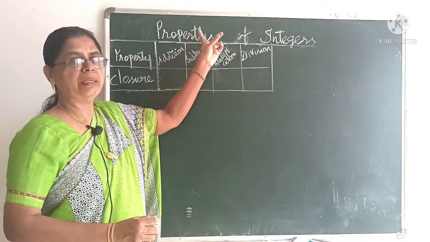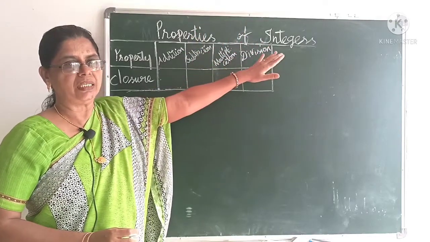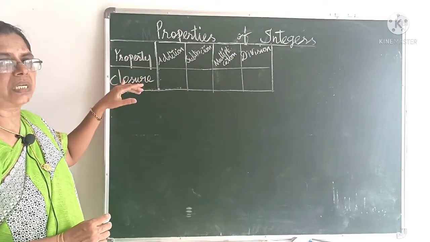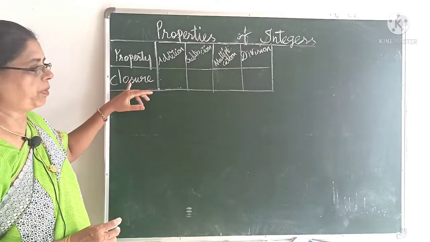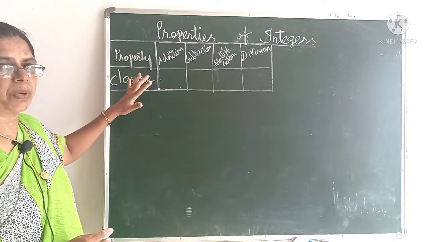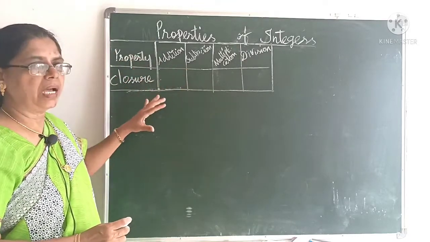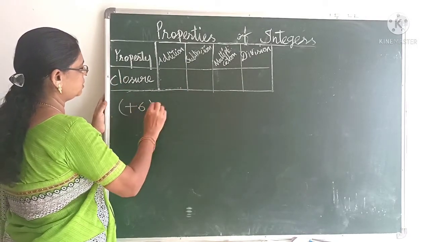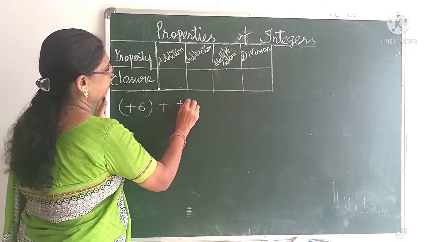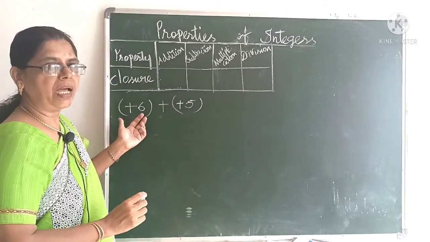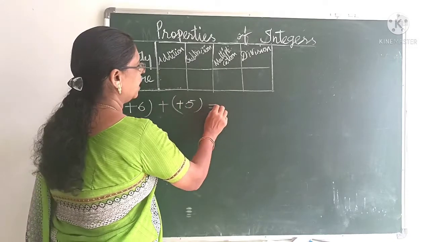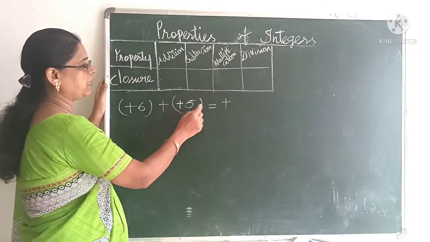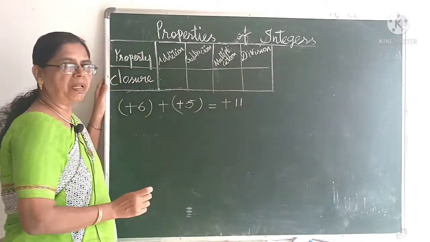Children, we are going to learn properties of integers. First, let us take closure property. What is closure property? When we add two integers, for example, plus 6 plus 5, the answer, the sum, is also an integer. Plus 6 plus plus 5 is equal to plus 11.